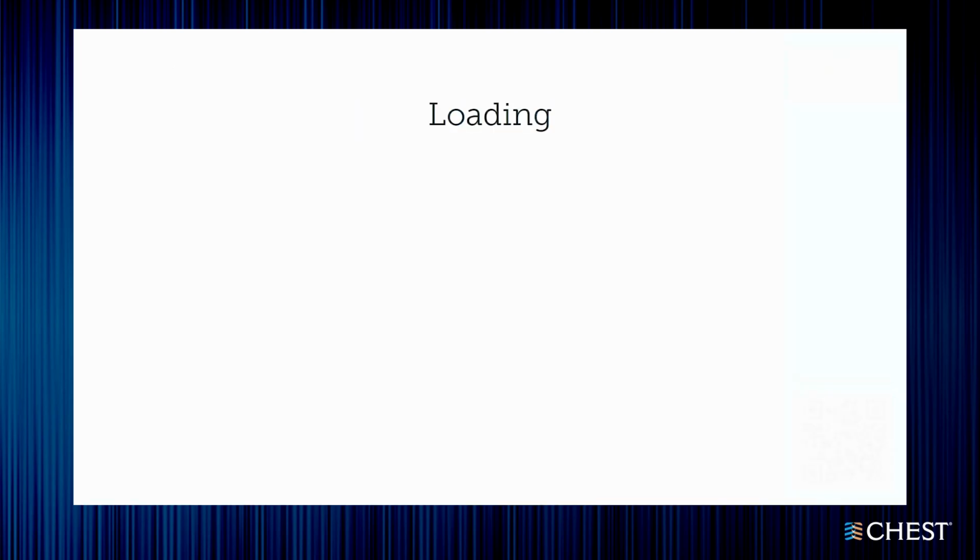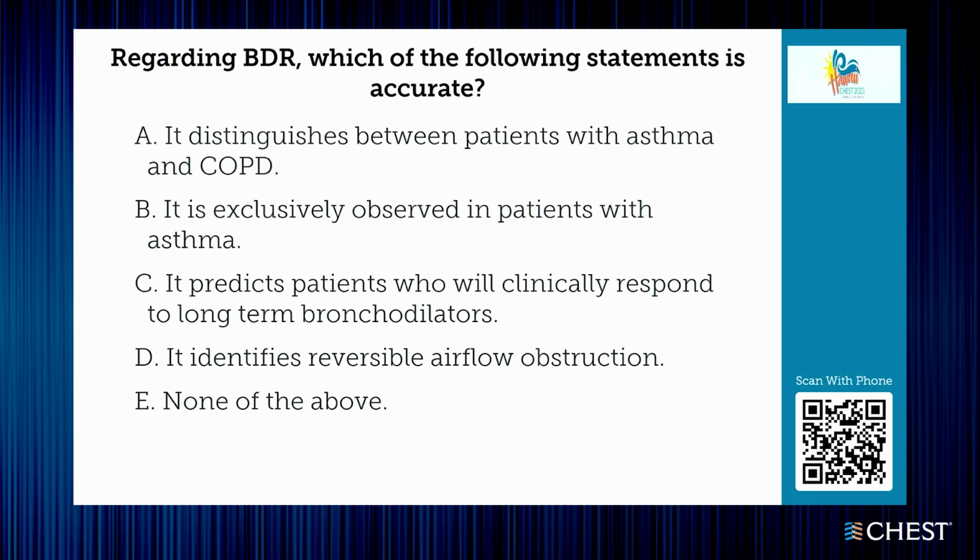Coming to the next, the ARS question, regarding bronchodilator response, which of the following statements is accurate? So which is not true. It distinguishes between patients with asthma and COPD. It's exclusively observed in patients with asthma. It predicts patients who will clinically respond to long-term bronchodilators. It identifies reversible airway obstruction. None of the above.